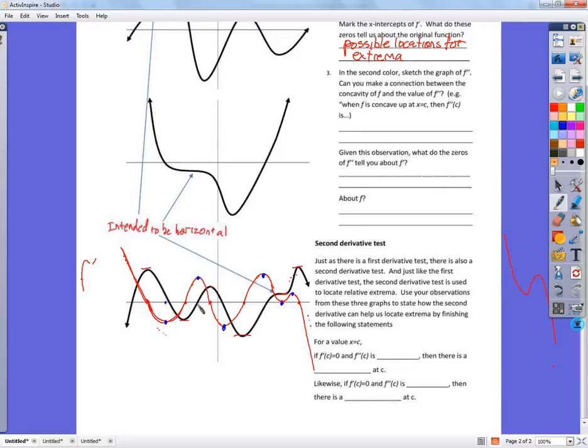Okay, so we have x-intercepts there, there, there, there. Happen to have an x-intercept there and there. Okay, so we're trying to draw the derivative of this red thing. So what about the slopes here? Negative. They're negative, so we need to have negative slopes there. And here? Positive. Positive slopes there, so we need to have these positive slopes up in there.